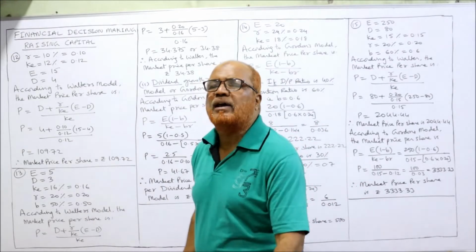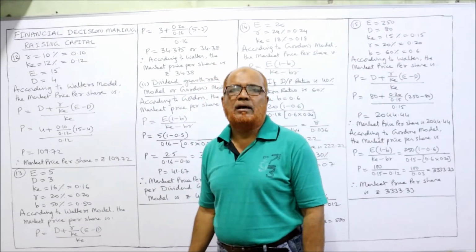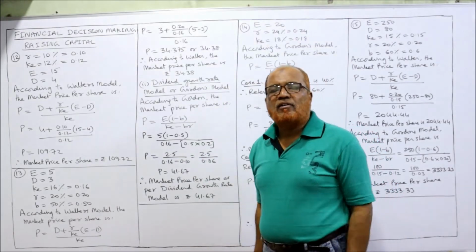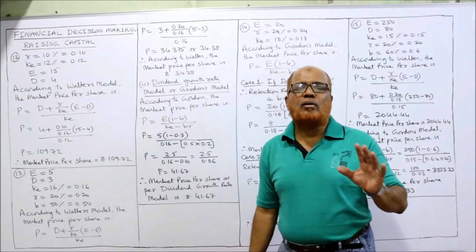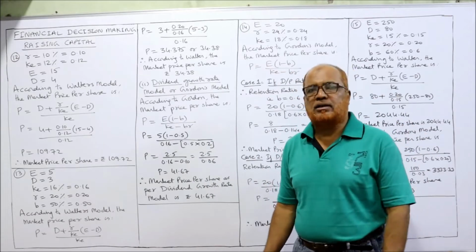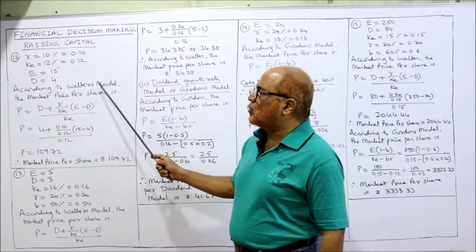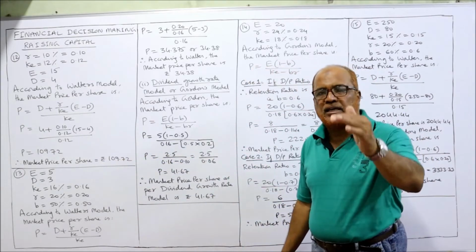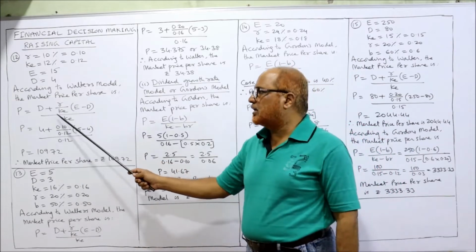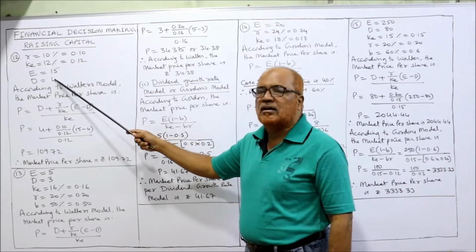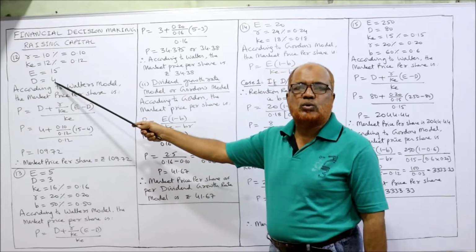This is the complete information given in the problem. We are required to apply Walter's model to find out the market price per share. Already we have applied in so many problems the formula to calculate the market price according to Walter. So here, according to Walter, the market price P is equal to D plus R by KE into E minus D, divided by KE. And all these values are given here. Only thing is you have to substitute.